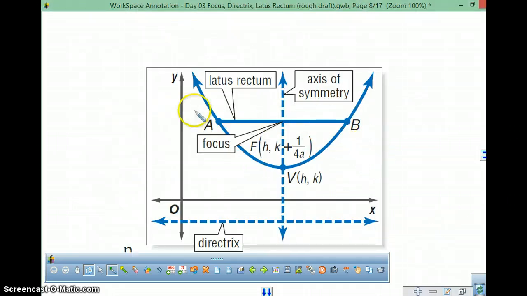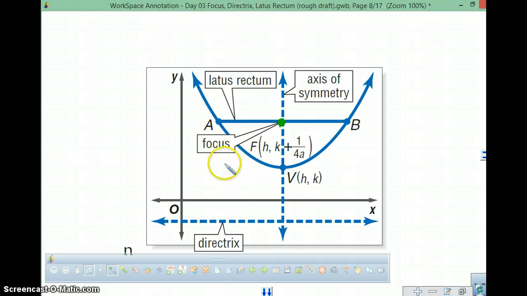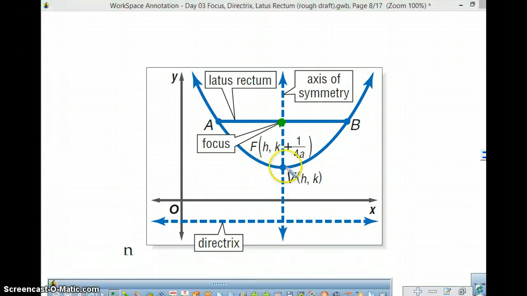Take a look here. Here's the parabola. The point we were talking about is a new vocabulary word for you. That's the focus. The line we were talking about is the directrix, another new vocabulary word. All these points are equidistant. This particular drawing is not drawn to scale at all. Okay?